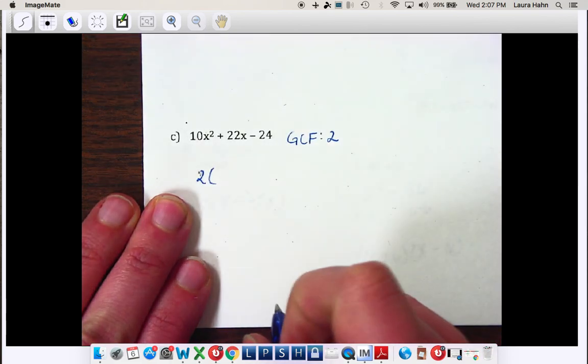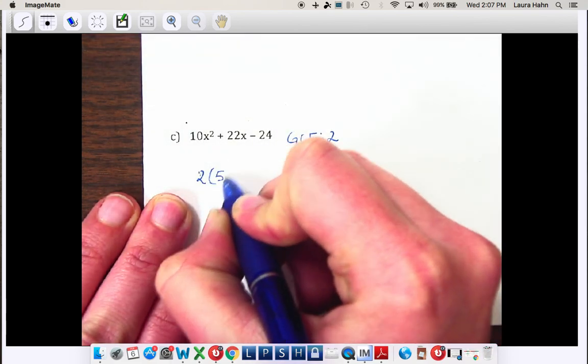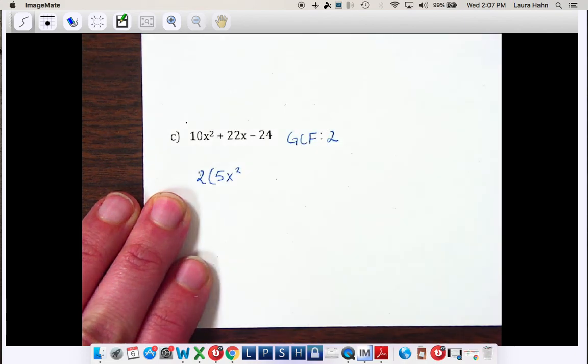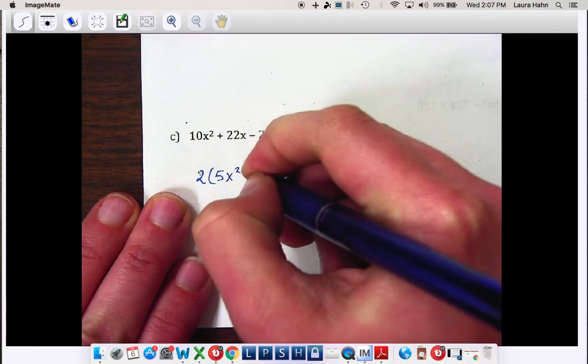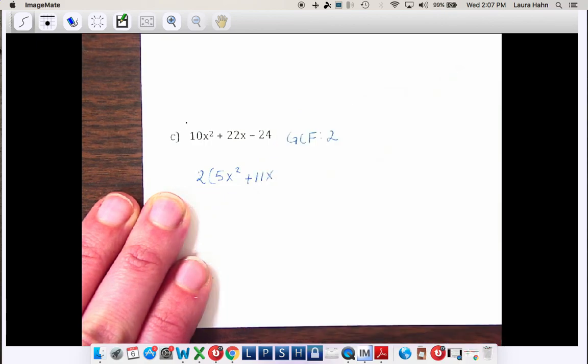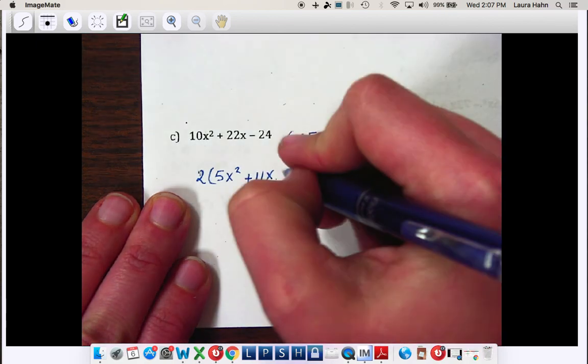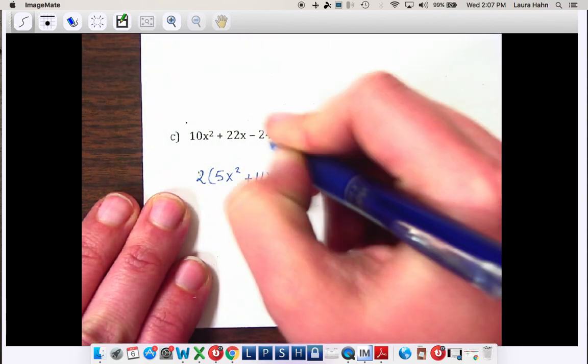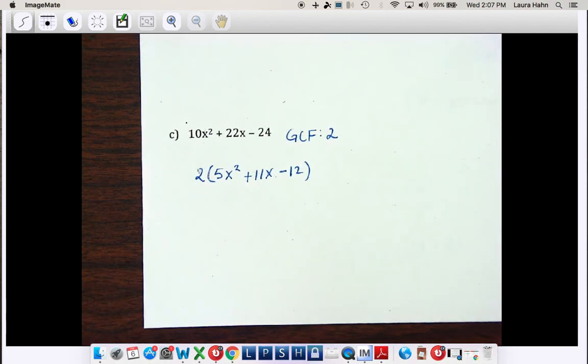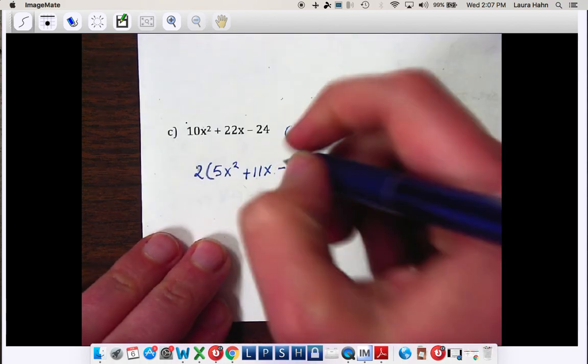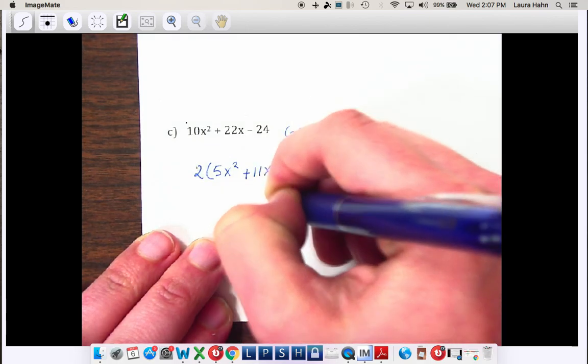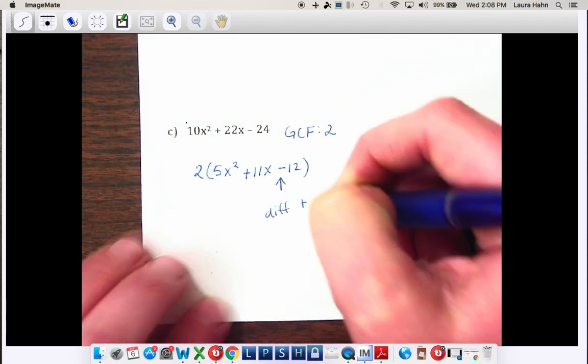Well, to get to 10x squared, I know 2 times 5x squared would give me the 10x squared. 2 times 11x would give me that 22x. And then 2 times a negative 12 would give me that negative 24. Okay, this tells me my signs will be different, which means I'm on 1 plus and 1 minus.